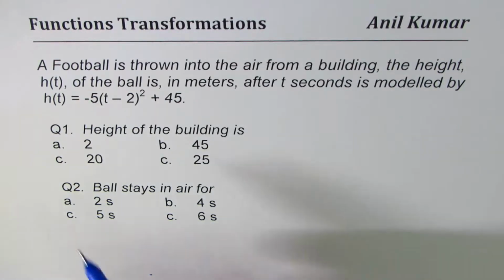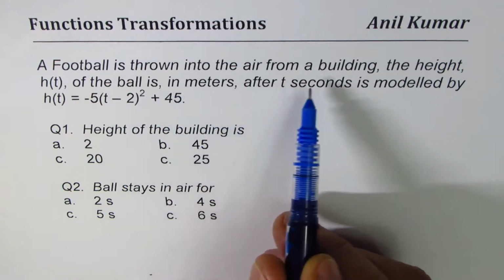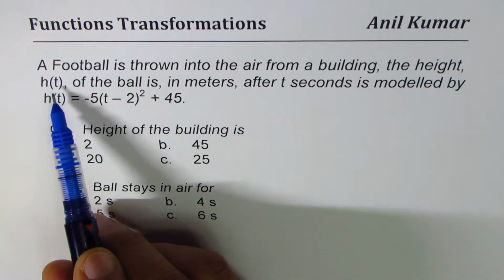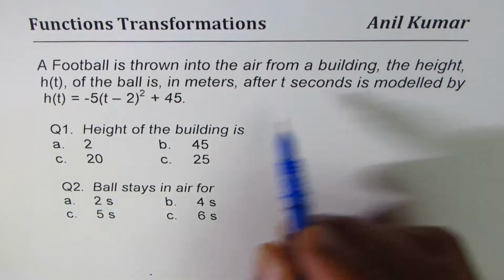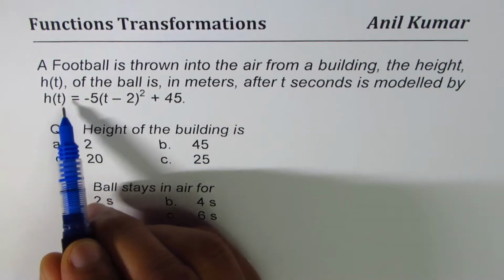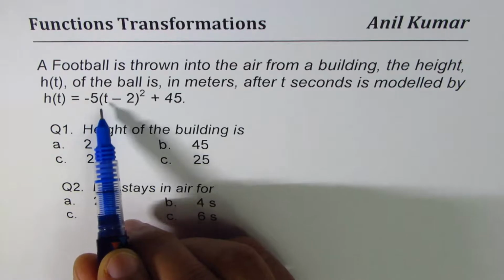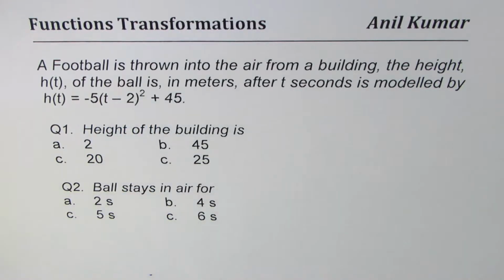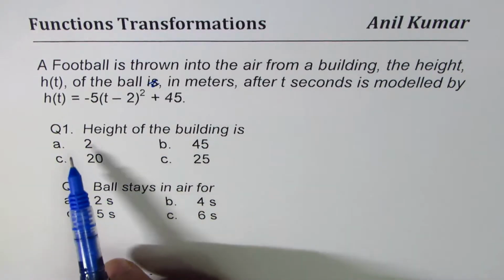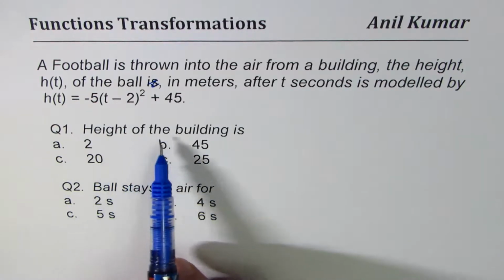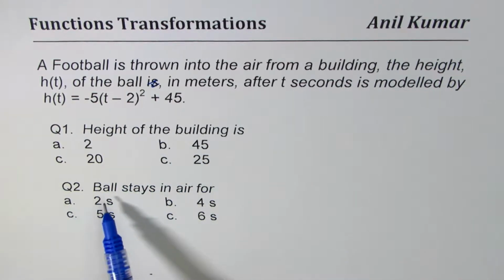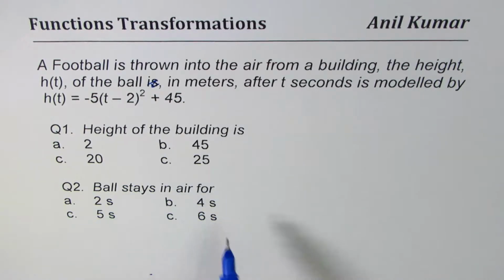The question here is, a football is thrown into the air from a building. The height h of t of the ball in meters after t seconds is modeled by h of t equals to minus 5 times (t minus 2) whole square plus 45. Now based on this, we have two multiple choice questions here. The first one is height of the building is what, and the second is ball stays in air for how many seconds. You can always pause the video, answer the question, and then look into my suggestions.